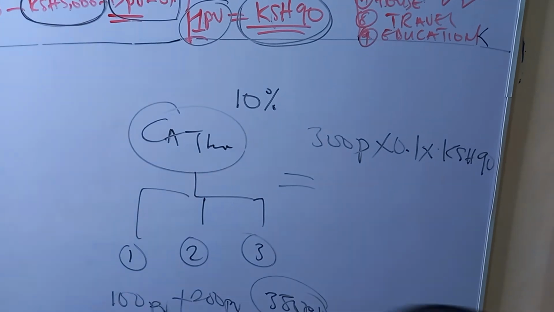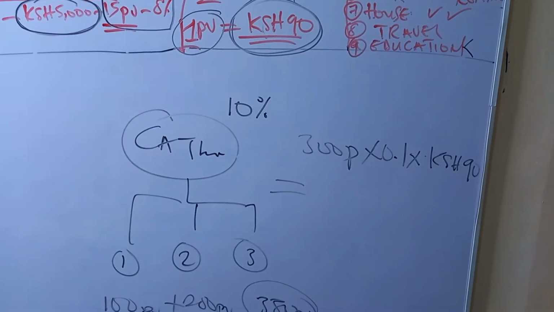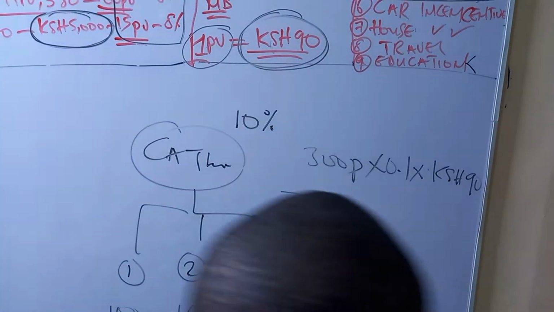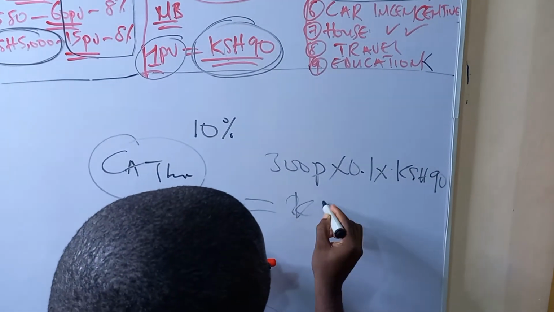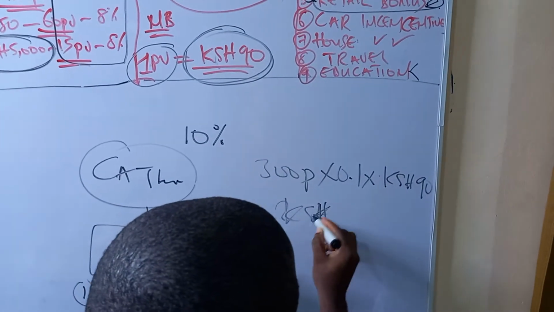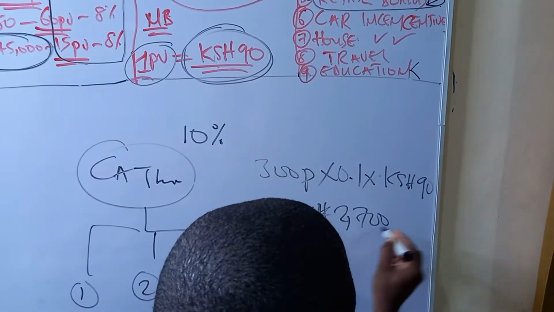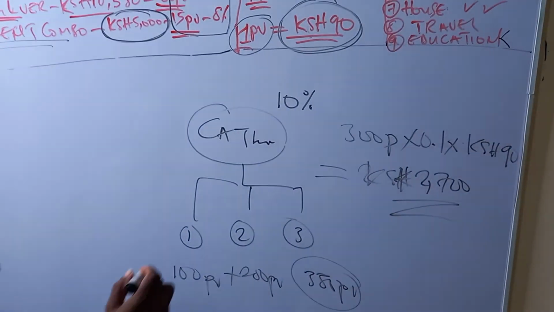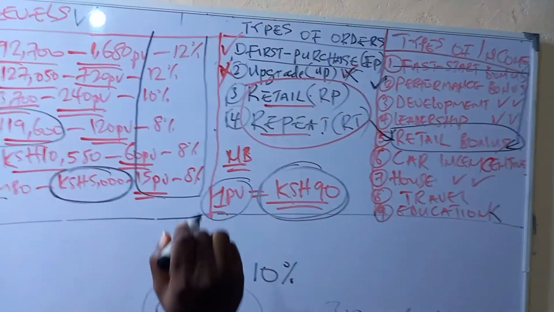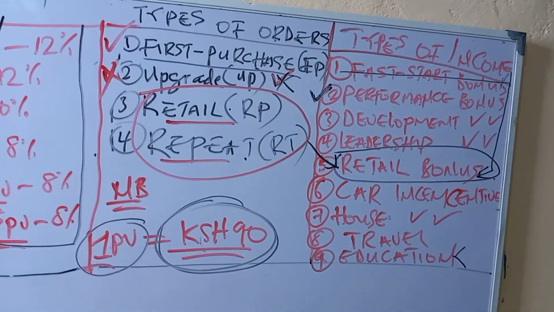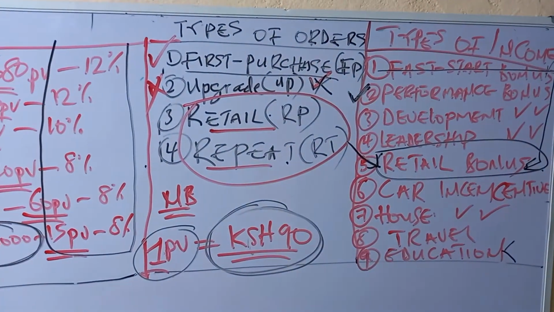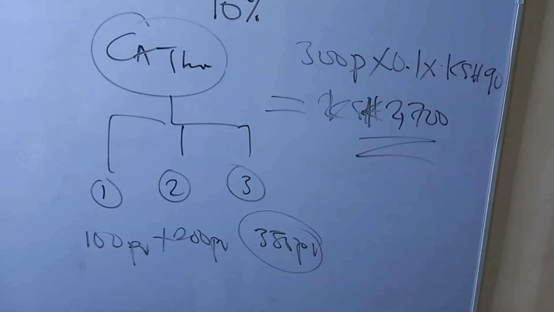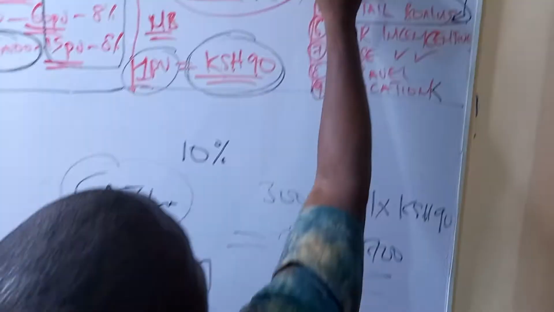So that will be, let's see, 300 times 0.1 times 90 Kenyan shilling. So that will be 2,700 Kenyan shilling in performance bonus. Please take note, I said that the upgrade order by default is not where the money is, but by default, that is what every stockist will always do for you if you don't specify the type of order that you want to make. And take note that performance bonus is paid.